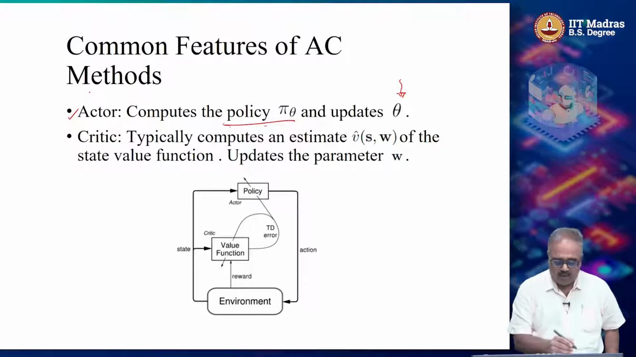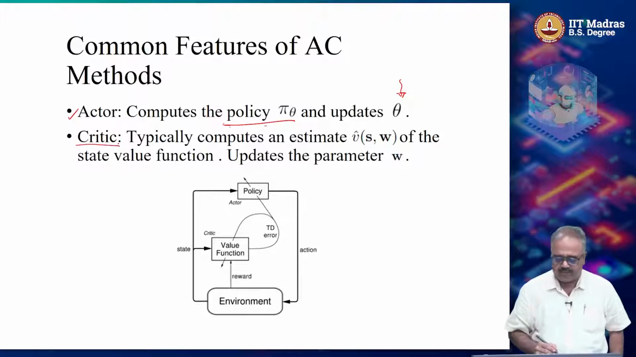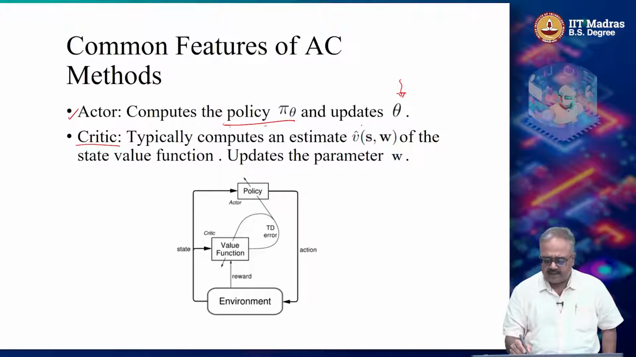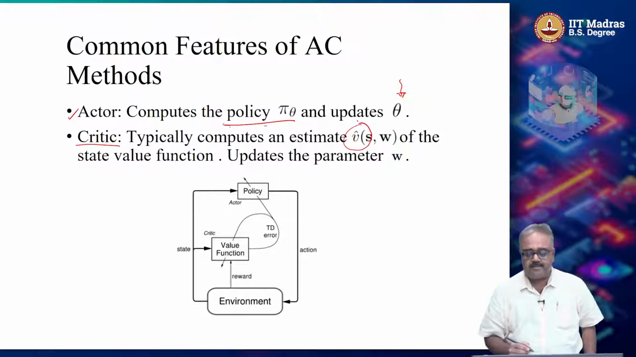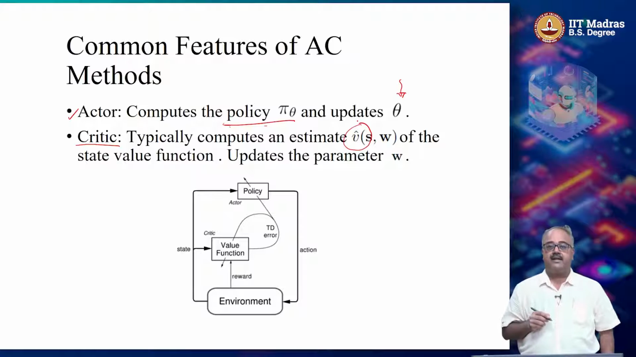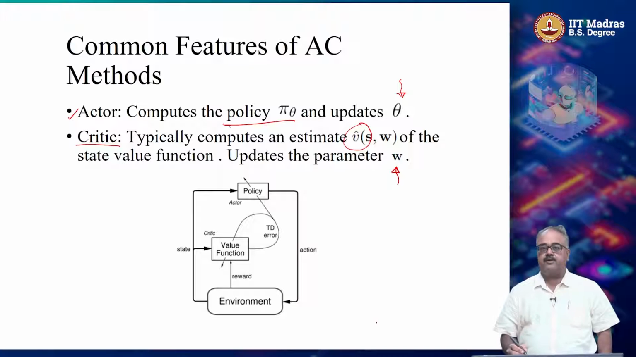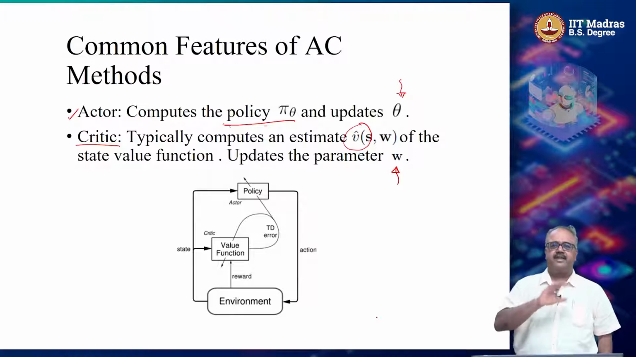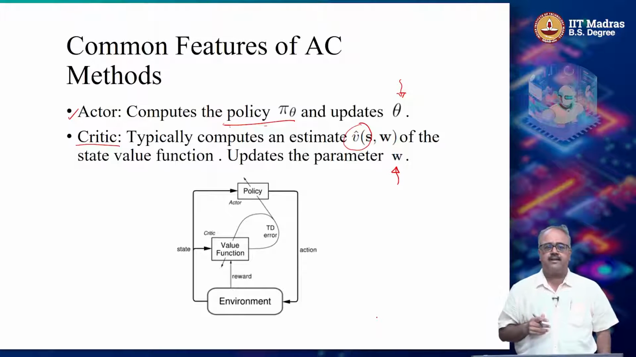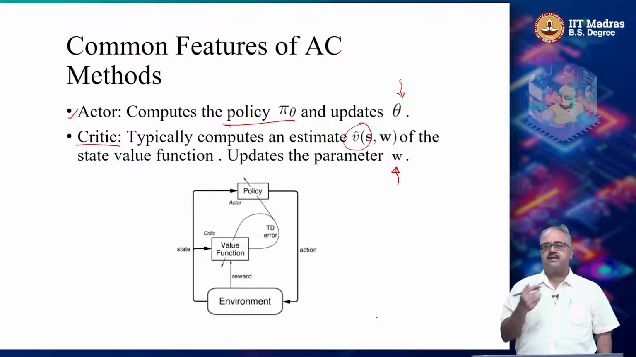And then you also have what is called the critic. The critic gives you some kind of an estimate of the value function, and it is parameterized by some set of parameters W. This is the standard notation we will use: theta means the parameters of the actor, W means the parameters of the critic, or the value function. As we saw earlier, the critic serves as a baseline.